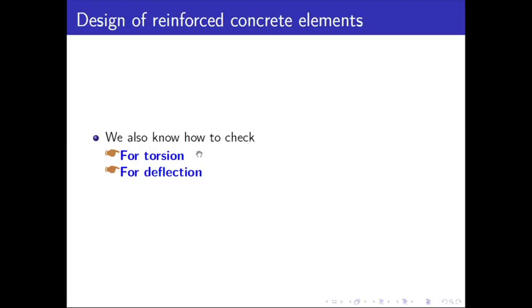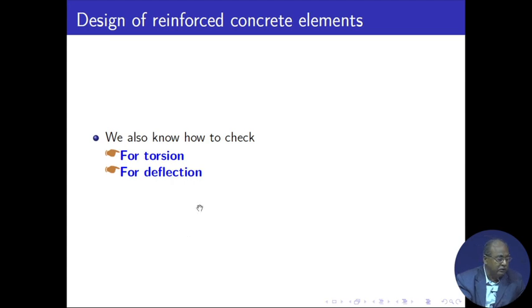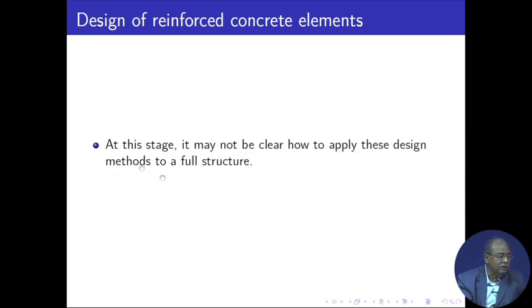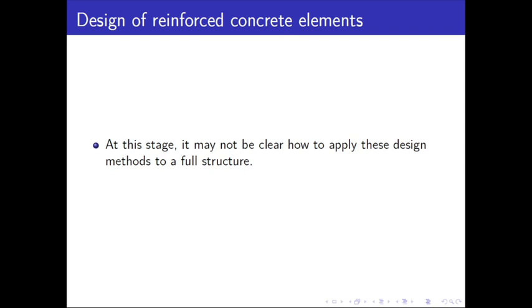We also know how to check for torsion, how to check for deflection, and all the things. We all know individually that if you give the bending moment, that is fine, but how shall we get those values is very important. At this stage it may not be clear how to apply these design methods to a full structure, and that we shall discuss in the next module. Thank you very much.